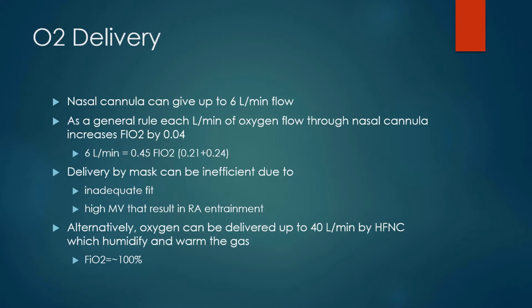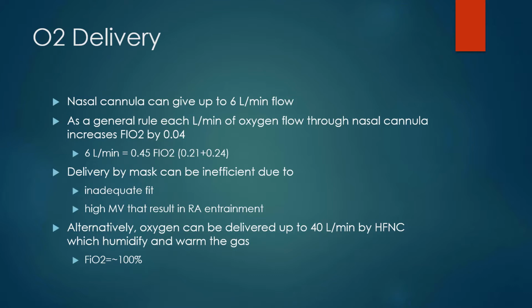The most oxygen you should deliver with a simple nasal cannula is 6 liters a minute, because if you increase the flow more, it gets really uncomfortable for patients and can really dry the nasal mucosa. And as a general rule, each liter a minute of oxygen flow through a nasal cannula increases your FiO2 by 4%. So when you do 6 liters a minute, we can deliver 21% plus 6 times 4, which is 24. That's roughly 45% FiO2.